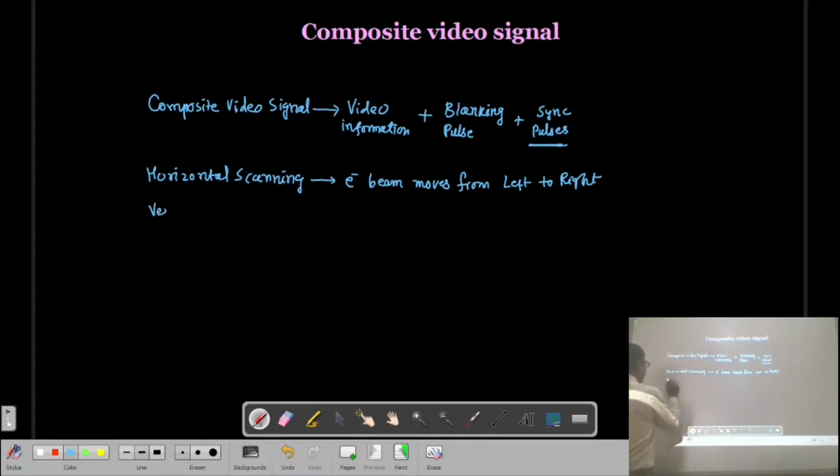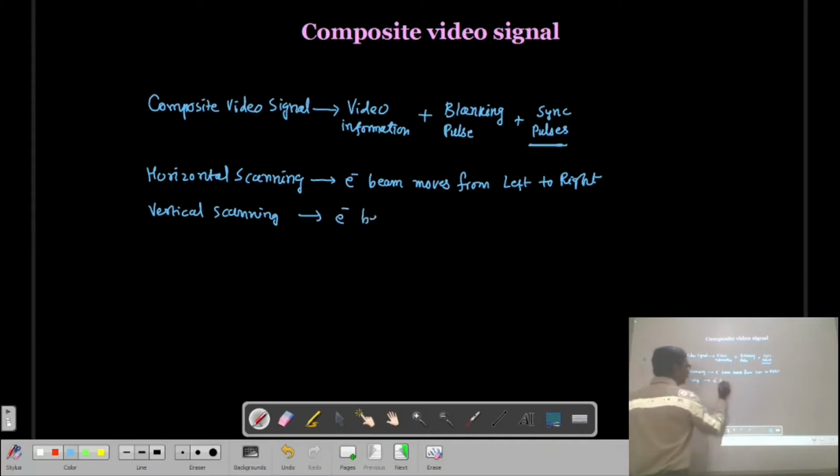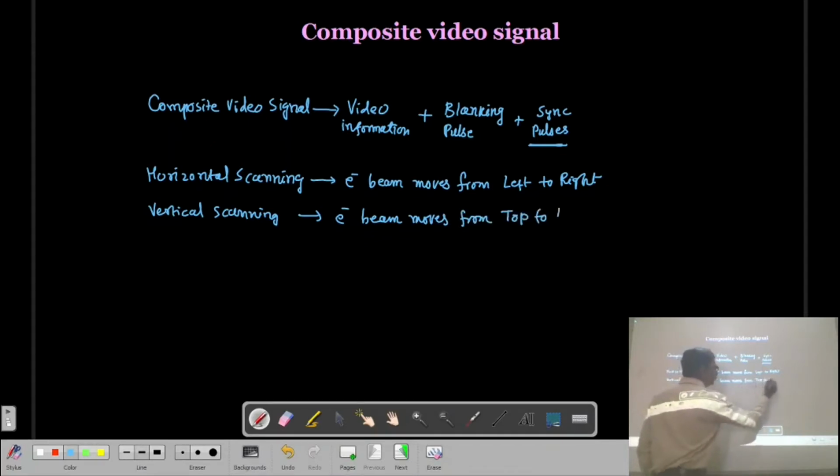What is vertical scanning? The electron beam moves from top to bottom of the screen, and again it goes to the top of the screen for the scanning of the next frame. So in this way the whole picture is scanned by the electron beam.